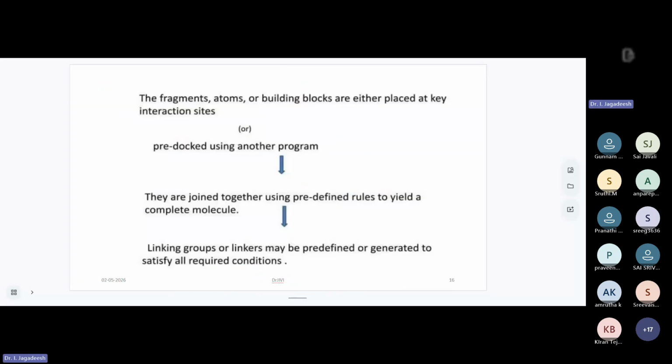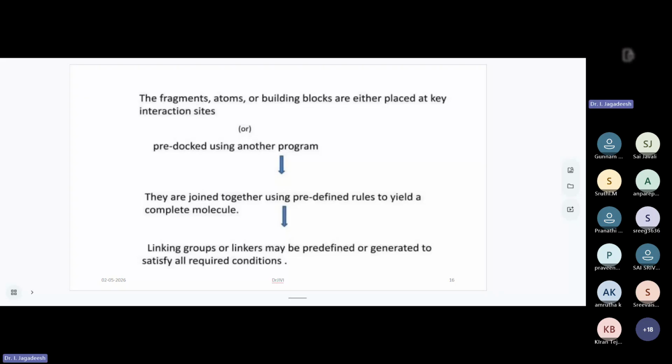The fragments, atoms, or building blocks are placed at key interaction sites. That is the main thing we do in fragment based design. We know the active site, and that active site has some functional group, hydrogen donor or acceptor, or lipophilicity. Based on that, we choose the corresponding fragment.